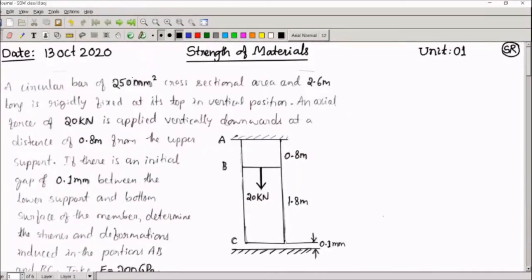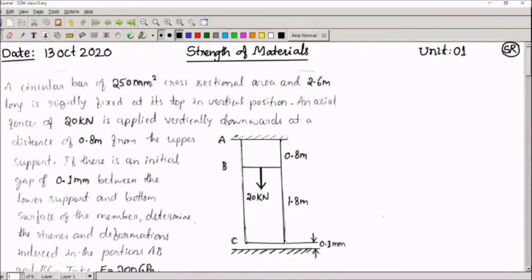I have a typical problem displayed on the screen now. It is a circular bar of 250 mm square cross-sectional area and 2.6 meter long. The total length is 2.6 meter. And it is rigidly fixed at its top in vertical position, so end A is fixed. An axial force of 20 kilonewton is applied vertically downward at a distance of 0.8 meter from the upper support, that is at point B. That is the axial load. There is an initial gap of 0.1 mm between the lower support and the bottom surface of the member. There is a small gap of 0.1 mm.